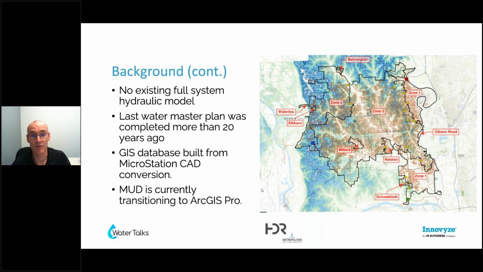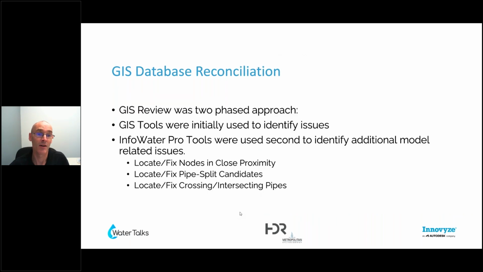They did have a pretty substantial GIS database. It was built for Microstation CAD conversion. So we ran into some of these CAD challenges with network connectivity and other things trying to get it ready for the model. And they're currently transitioning to ArcGIS Pro and the utility network model. So we had to keep that in mind as we were going through as well.